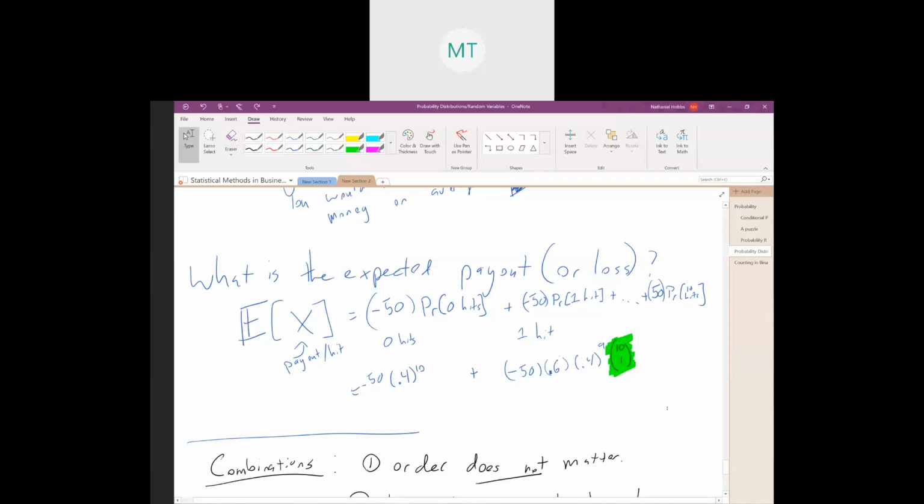So maybe now you already see a pattern, but what would be the next one here? So it would be negative 50 times 0.6 squared times 0.4 to the eighth times 10 choose 2.